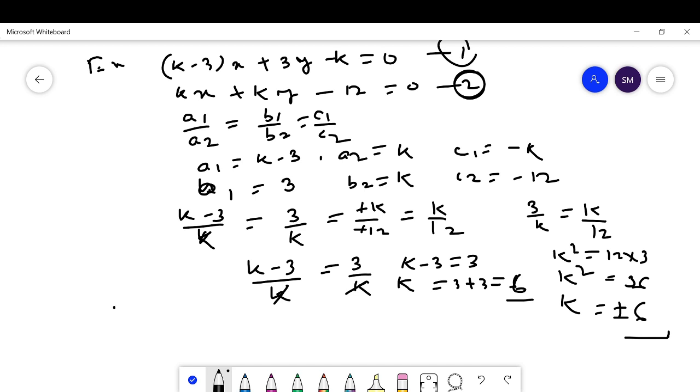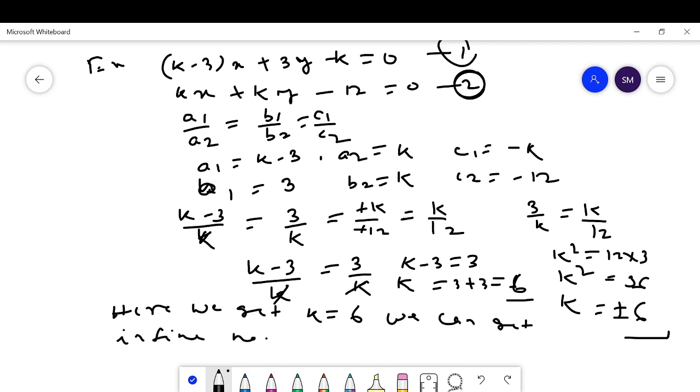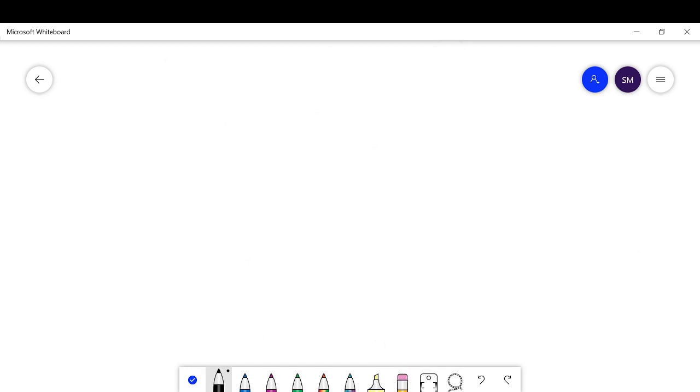So when K is equal to 6, we can get an infinite number of solutions. Okay. Then solve another example.